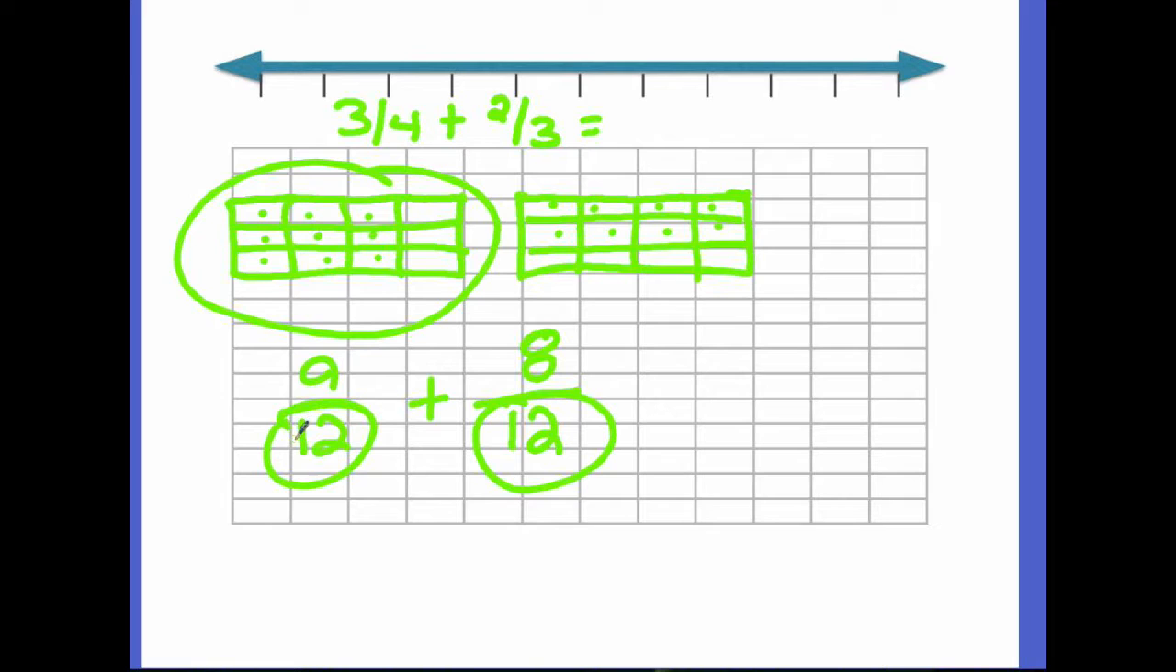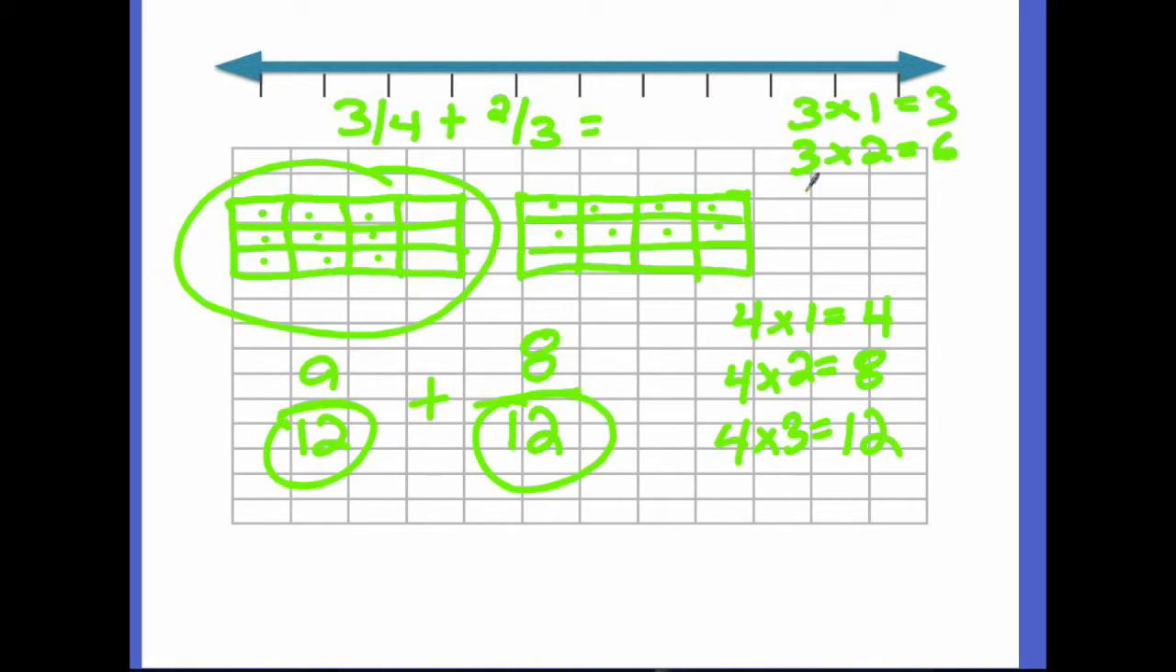Let's look at all the numbers that 4 goes into. So we have 4 times 1 equals 4. 4 times 2 equals, 4 times 3 equals, let's try 3s. 3 times 1 equals, 3 times 2, 3 times 4, or 3 times 3, sorry. And 3 times 4.